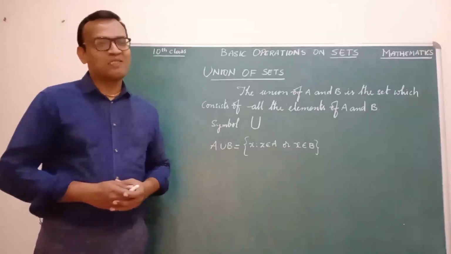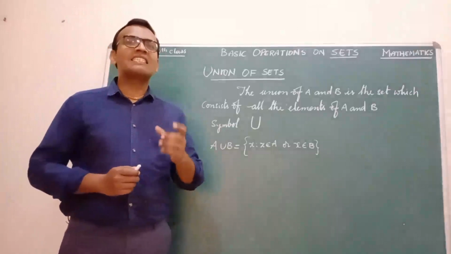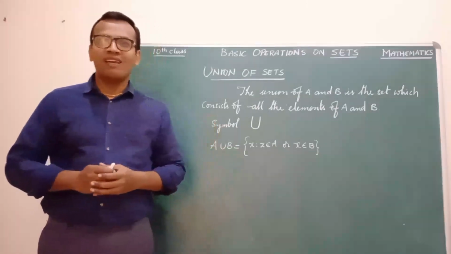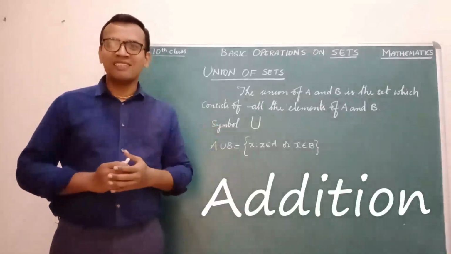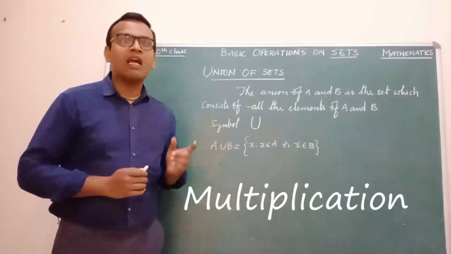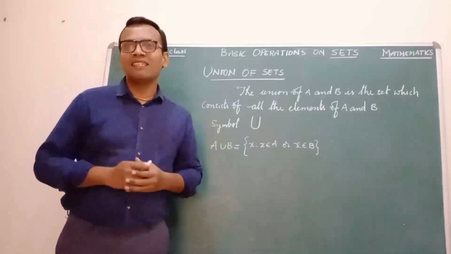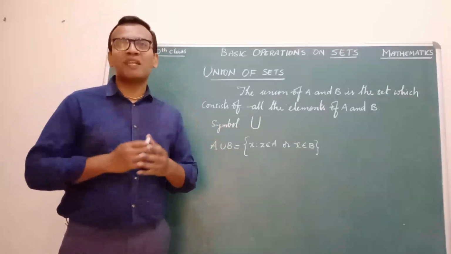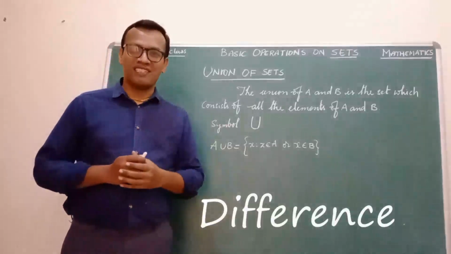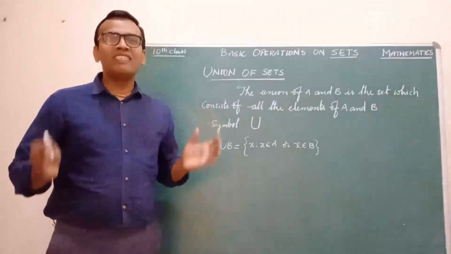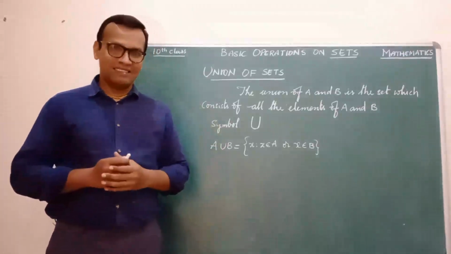Hi students, today we are going to discuss the basic operations on sets. Children, we all know that arithmetic has some basic operations like addition, subtraction, multiplication and division on numbers. These things we know. Similarly, on sets, we define some operations like union, intersection and difference of sets. Among these operations, today let us discuss union of sets.